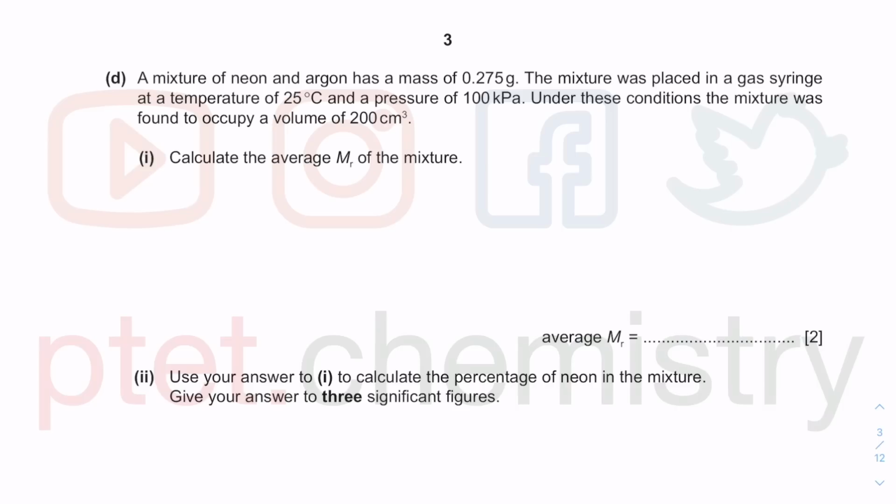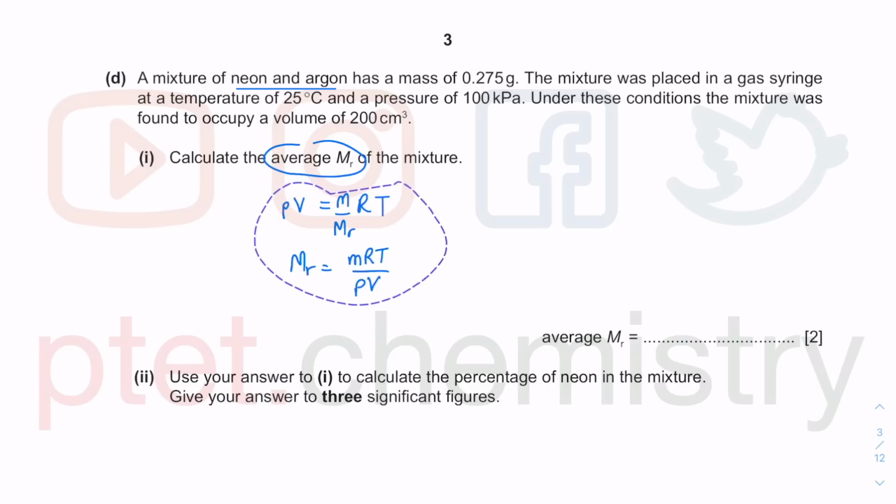The next question looks like an ideal gas question because you have a mixture of neon and argon. You want to find the average Mr of the mixture. So we get PV equals nRT. But we know that the n stands for the number of moles, so that is mass over Mr. To rearrange that, Mr is going to go up and the PV is going to come down. So it's going to get Mr equals mRT over PV.